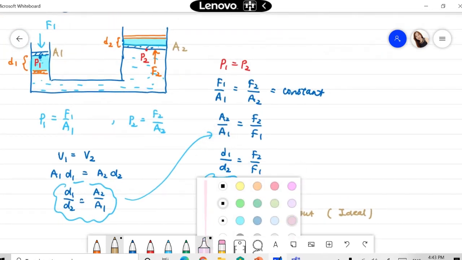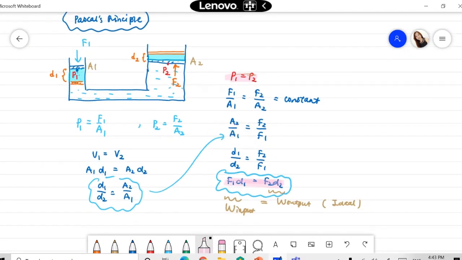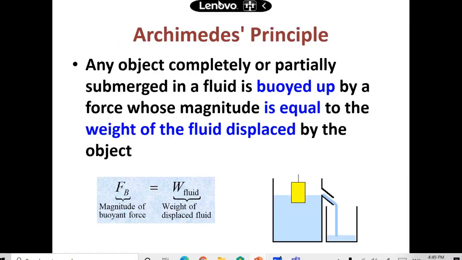So the first one is Pascal's principle: the pressure can be transmitted to every point within the fluid. The second relation is F1 D1 is always equal to F2 D2. Input work is always equal to output work for an ideal case. Okay, so now we proceed to the next principle, called Archimedes' principle.